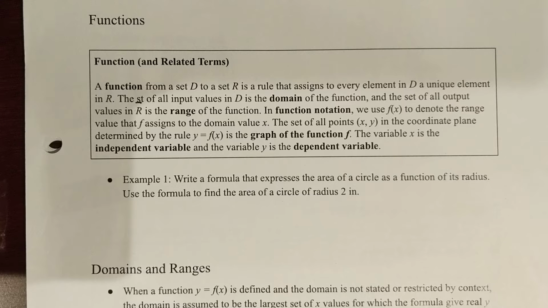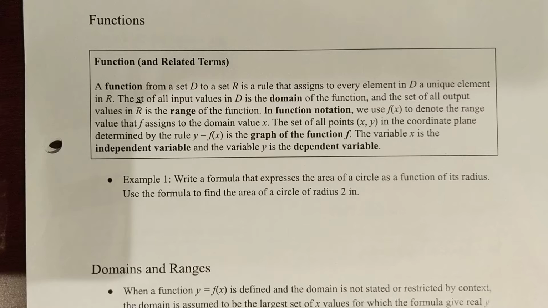In function notation, we use f of x to denote the value that f assigns to the domain value x. The set of all points (x, y) in the coordinate plane determined by the rule y equals f of x is the graph of the function. The variable x is the independent variable, and the variable y is the dependent variable.